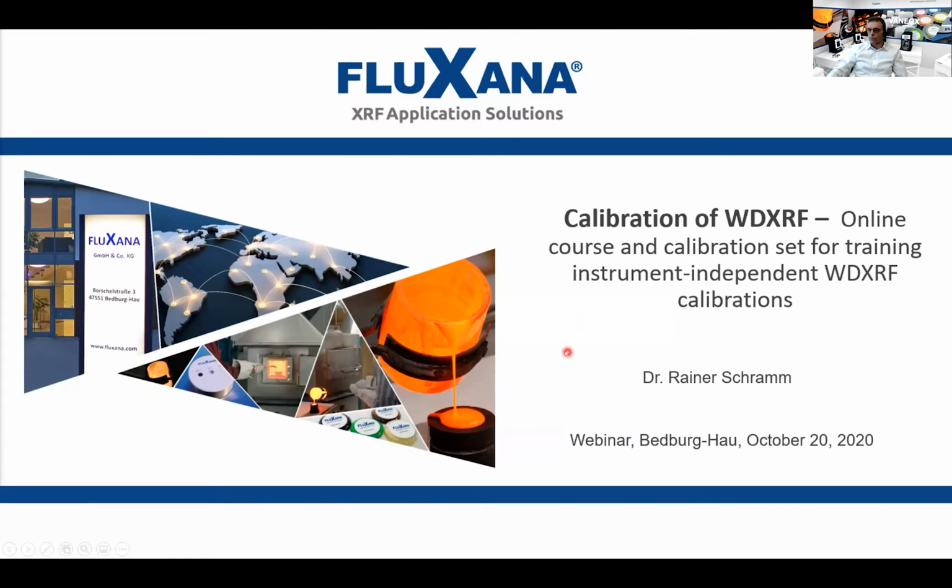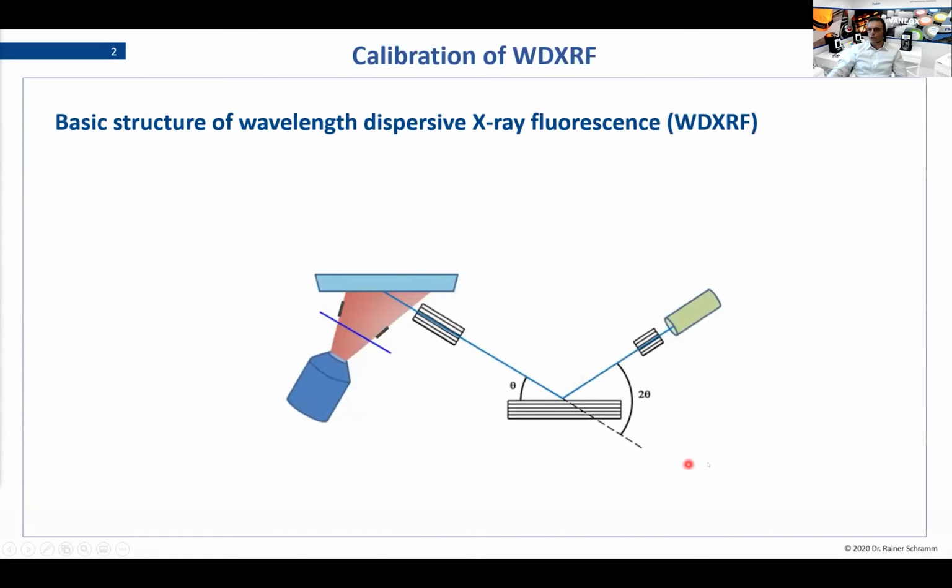But let's start first with what is a wavelength dispersive X-ray instrument. And I have here a picture how such an instrument could look like. And I would like to explain you step by step how it works. So first of all, we need an X-ray tube which will excite our samples. That means the X-ray is coming out of the tube and is directly irradiating the sample surface.